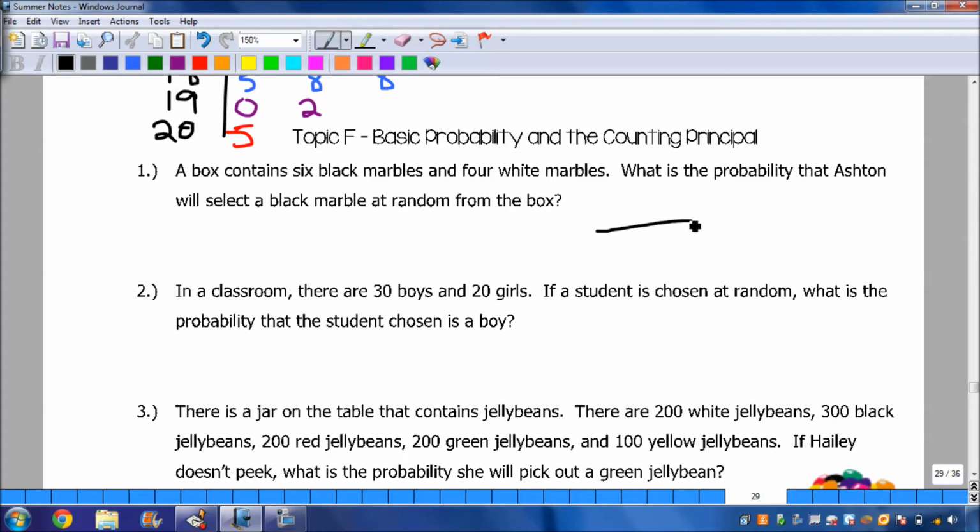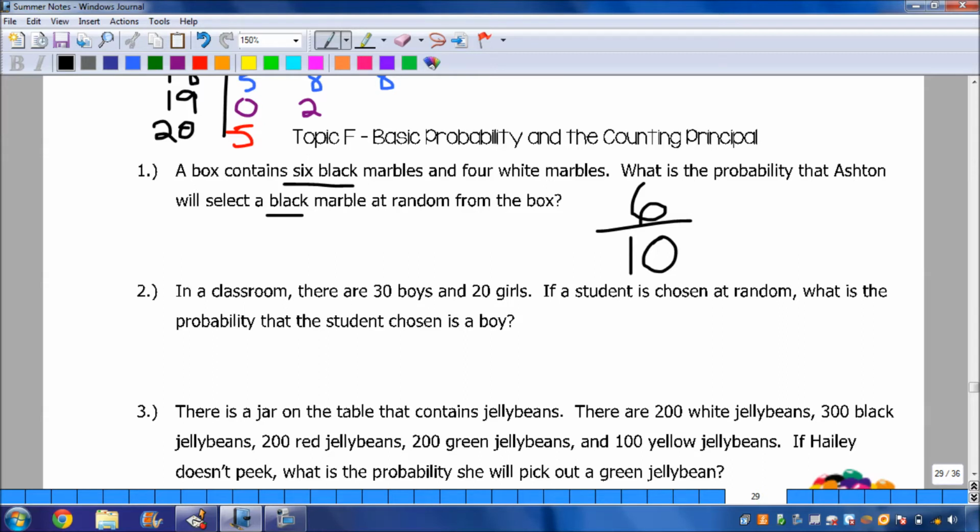There's a total of 10 marbles, so those are all the possibilities I have. 6 of them are outcomes that I want because I want 6 black marbles out of 10 marbles, so the answer is 6 out of 10. Go ahead and read through number 2. Try it, pause it, answer it, come back to me, see how you did.